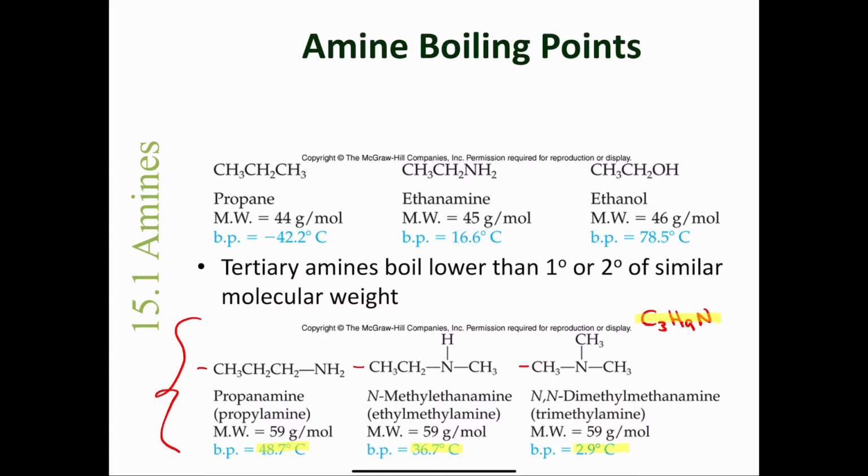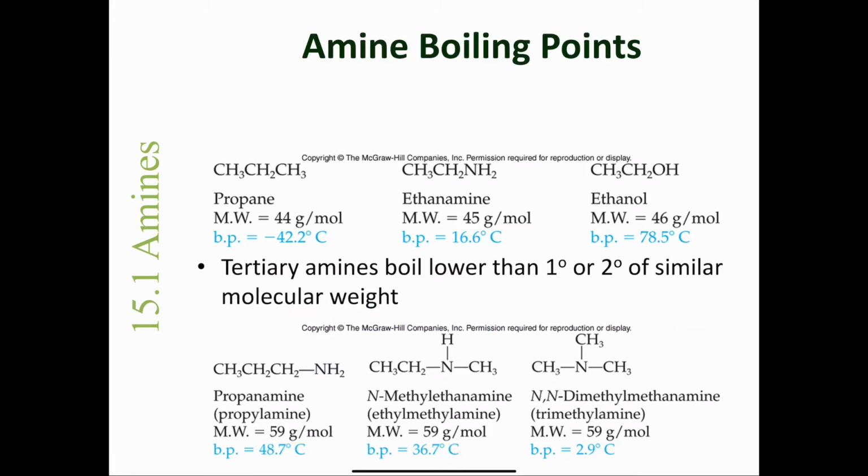And why would that be? The answer is simply because we have nitrogen-hydrogen bonds in the primary and secondary amine, and therefore these two molecules can participate in hydrogen bonding. And of course, the tertiary amine has no hydrogen bonding.